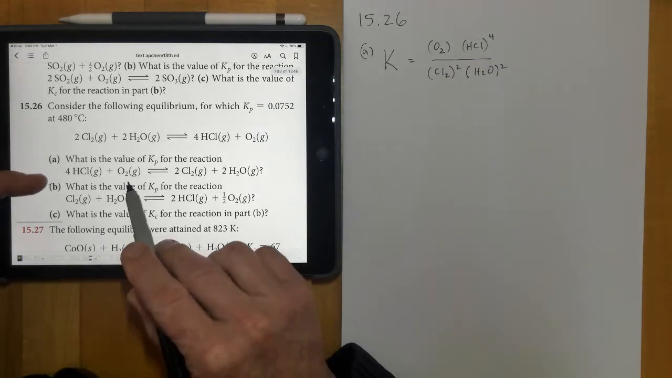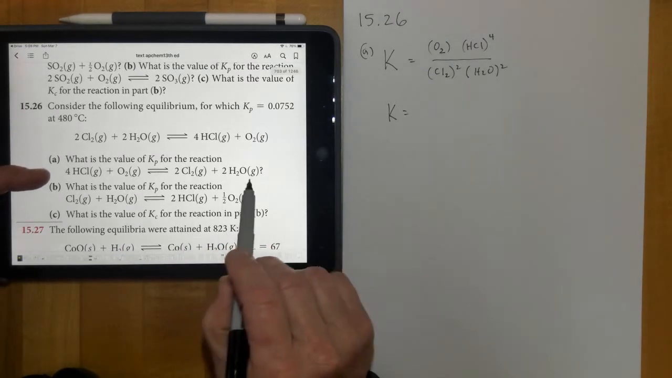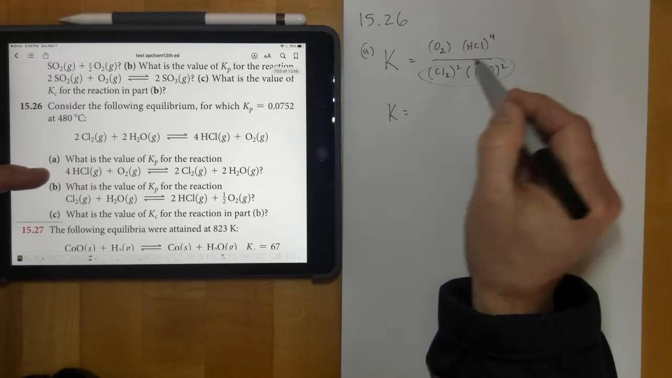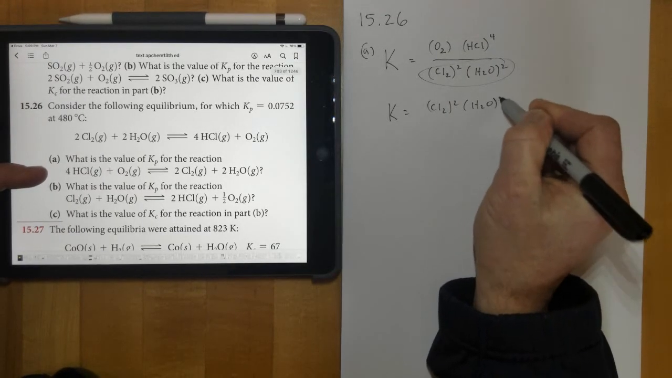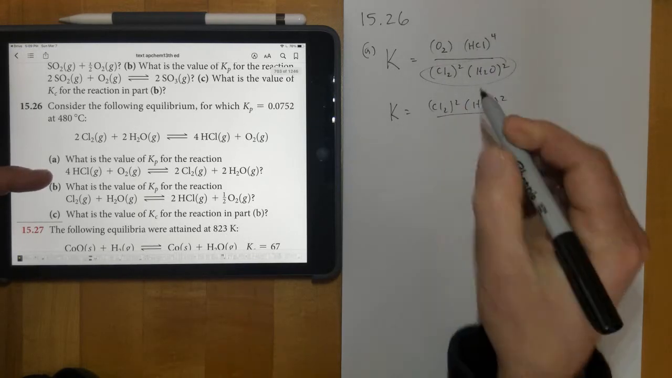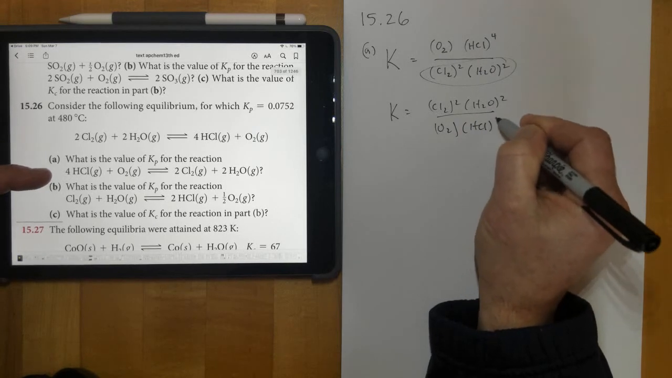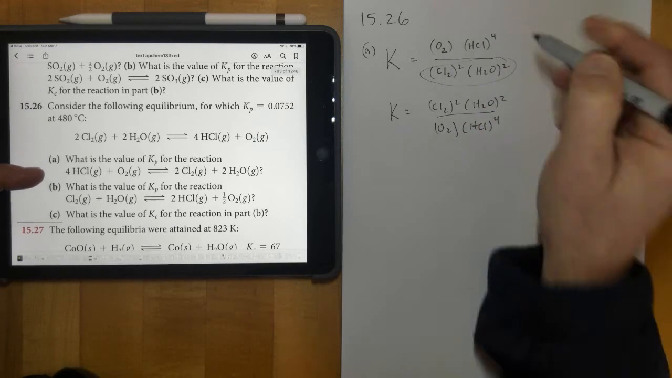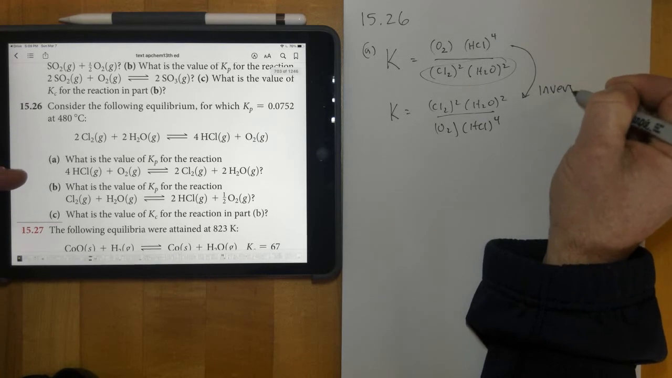Now, when we look at this one in letter A, K would become products. These guys are now products. And so it would be Cl2 to the second power times H2O to the second power, divided by these guys that now became reactants, and so those would go on the bottom. So the O2 times the HCl to the fourth power would go on the bottom. And so you can see that it's actually just the inverse of this.